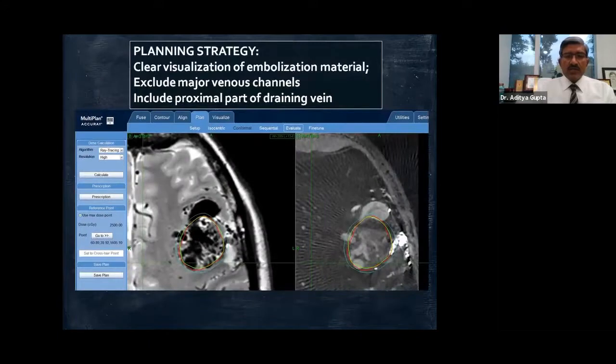So for this patient, what we needed to do is a very careful delineation of the AVM. And as I already mentioned, the major venous channels have to be excluded from the contour. So you can see this large venous pouch, which has been excluded from the AVM contour, and this embolization material lying laterally in one of the veins has also been excluded from the AVM contour.